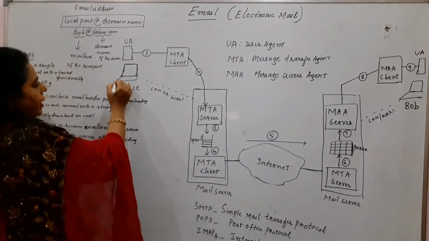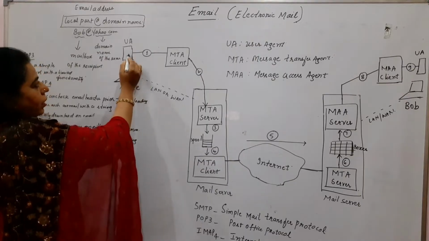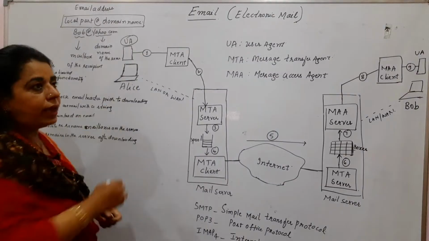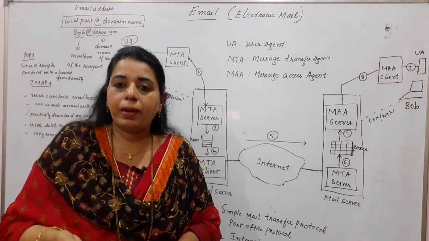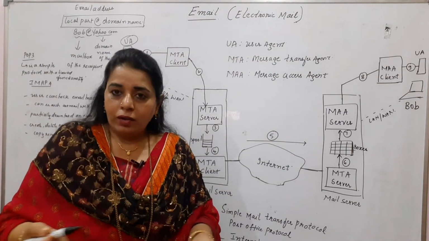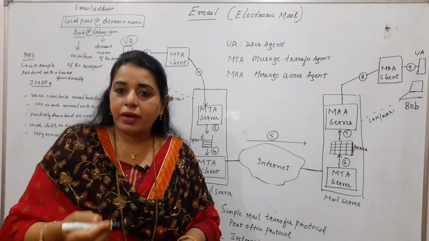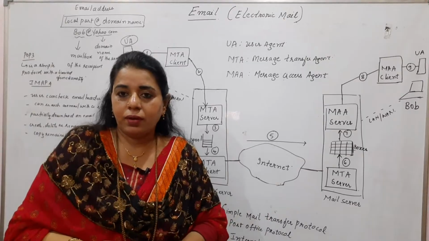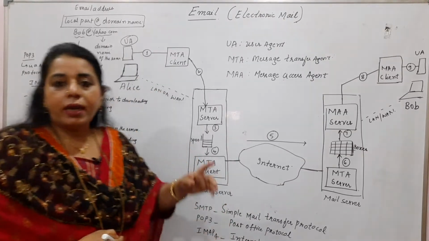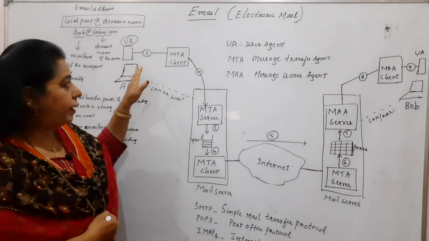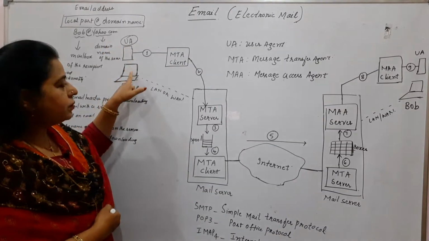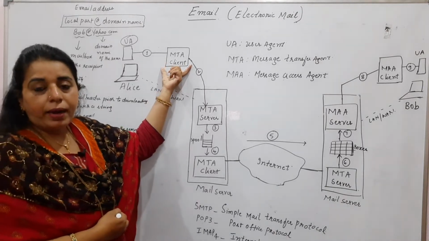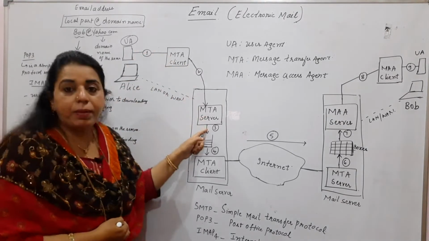So Alice is here. Alice has a program in her system called the user agent. This is the program which helps us to compose a mail, to reply to a mail, to forward a mail. We compose a mail, we reply to a particular mail, we forward an email. There are so many other functions that are possible, and that is all because of the user agent program. And this mail, which starts from Alice's system, goes through the MTA client, another program which is needed to send that mail to the mail server.